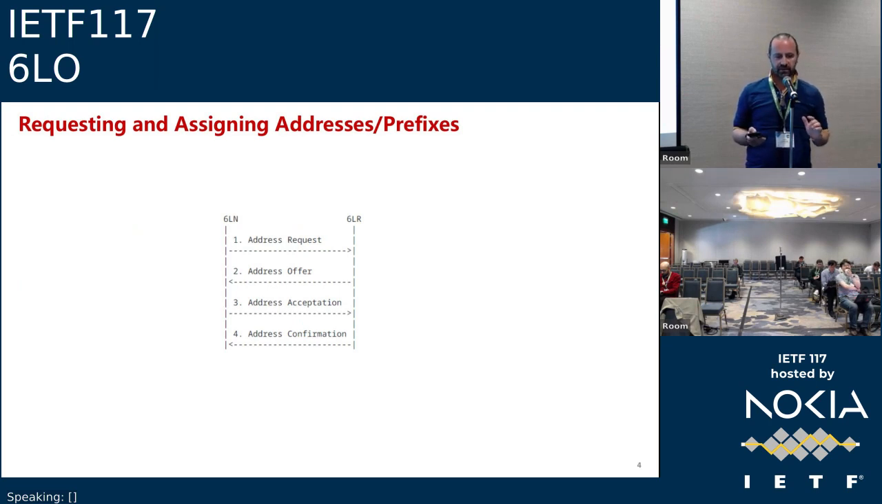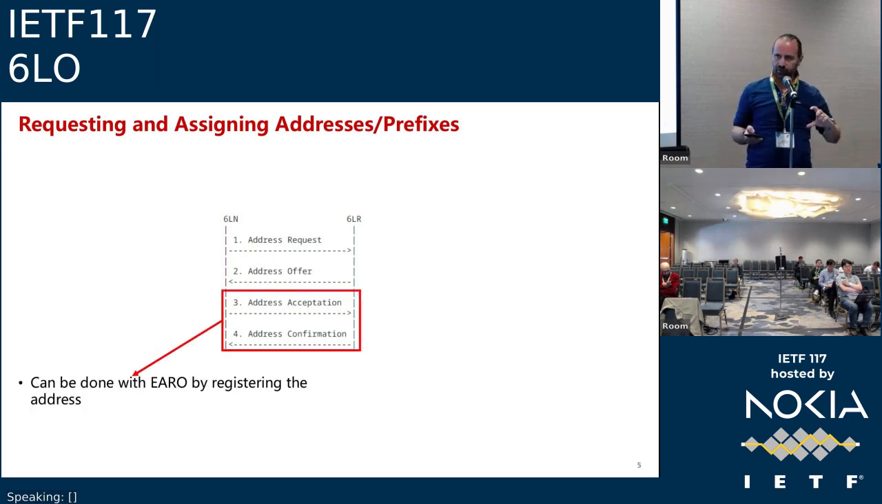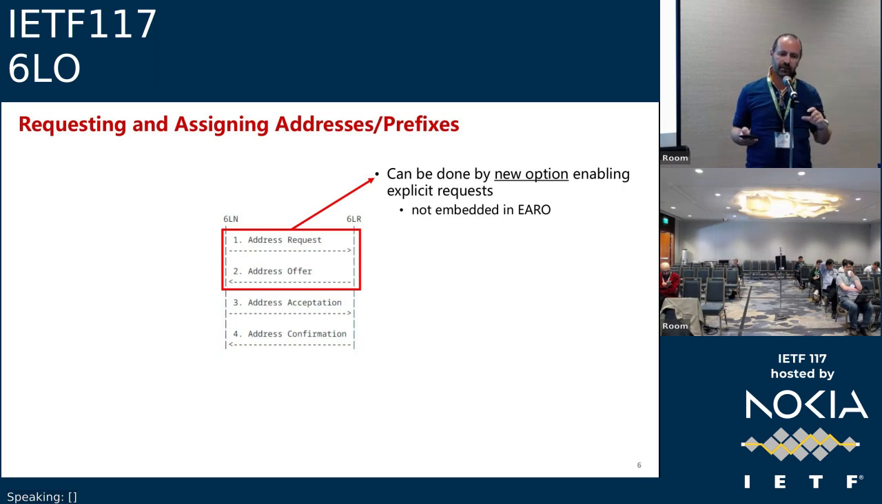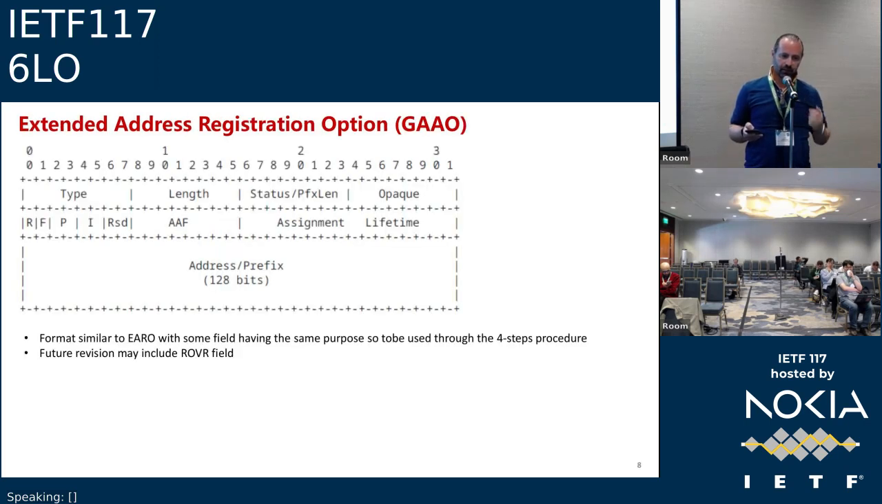Usually when you request an address, you first make a generic request: I want an address. You have an offer from one or several routers, and then you have to confirm: I want this one, and the router says, okay, this is yours. Now, the second part, the confirmation, we can do simply using existing machinery, which is the ERO option. I register the address that I received, which makes total sense. The first part is where we need a new option, in order to explicitly request the allocation. And that is why we proposed the GAU. Now the title is mistyped, but it is the generic address allocation option.